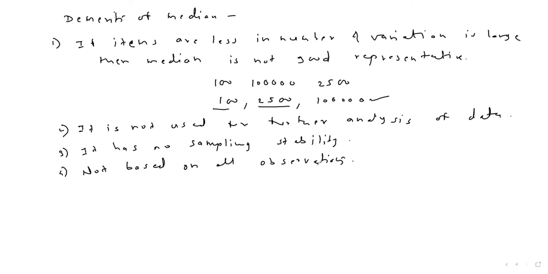So if you observe, there are a number of requisites which are not followed by median. Requisites means the requisites to be a good measure. So these are the requisites which are not followed by the median. Hence, it is not the best measure for measuring central tendency.